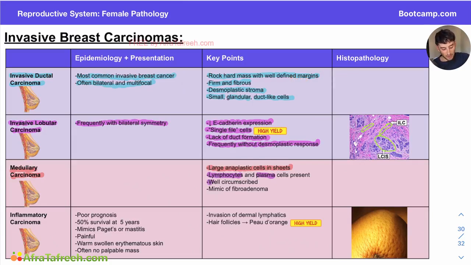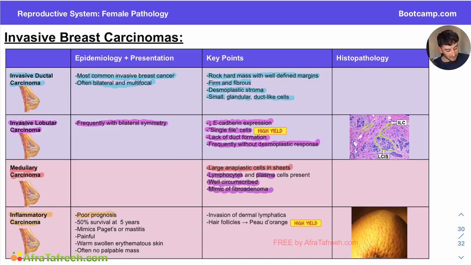And it's going to be a well circumscribed lesion and it's going to be a mimic of fibroadenoma. However, the fact that this has the lymphocytes and the plasma cells is going to clue you into the fact that this is an aggressive disease type. Lastly, let's talk about our inflammatory carcinoma, which I'm going to highlight in orange, and you guys will see why in a second. This is a really, really terrible disease with a poor prognosis.